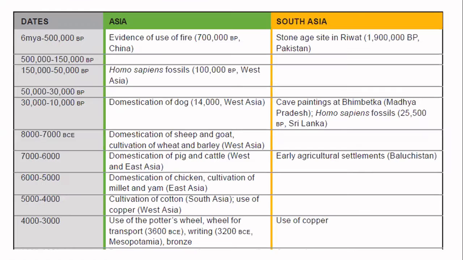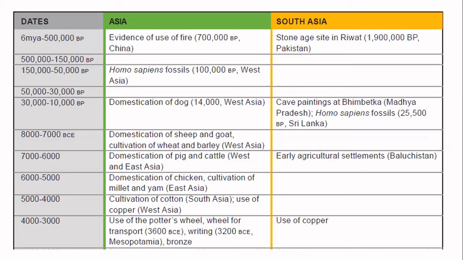We look at the same dates, but two different places now. We are looking at Asia and South Asia. The colors here are green and yellow. So in Asia, we have found the evidence of use of fire. Okay, that is 700,000 before present. And this has been found in China.